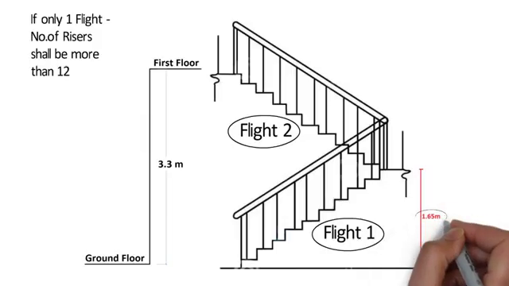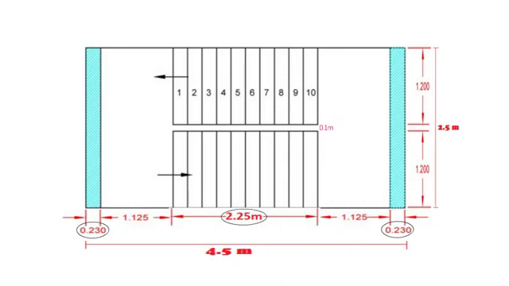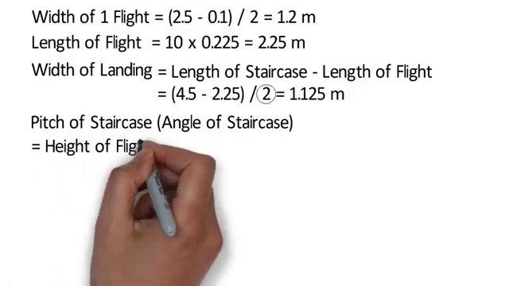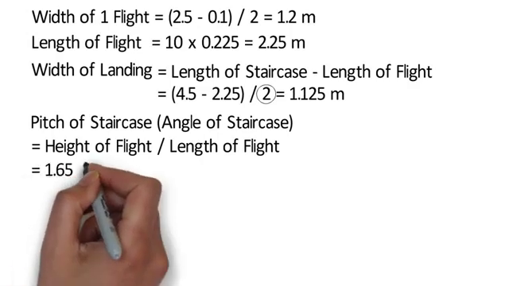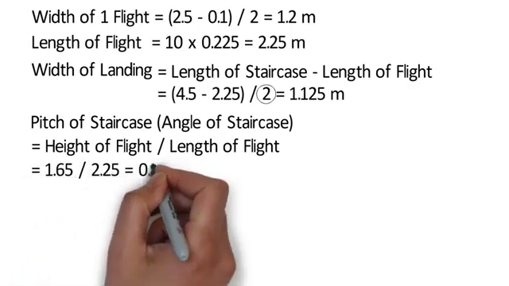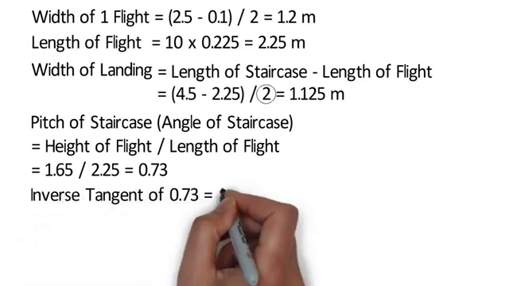Here the height of one flight is 1.65 meter and length of one flight is 2.25 meter. So to calculate angle of a staircase, we have to divide height of flight by length of flight. That is 1.65 divided by 2.25 is equal to 0.73. The inverse tangent of 0.73 is 36 degrees.